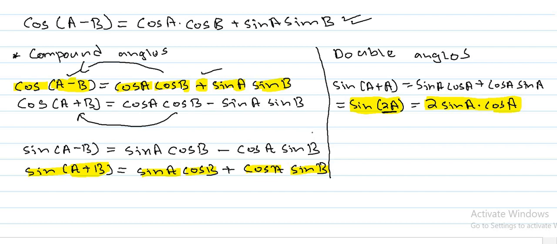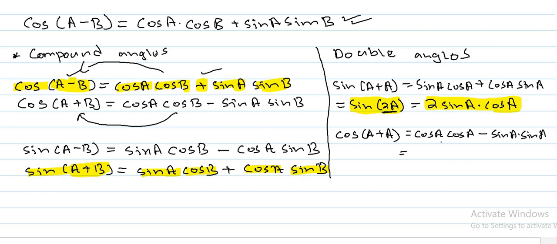Then we get the double angle of cos. The cos of A plus A. Remember, cos always starts with cos, cos, sine, sine. So this will be the same as cos A cos A. Remember, for cos, if it's plus, it changes the sign into minus, sine A sine A.